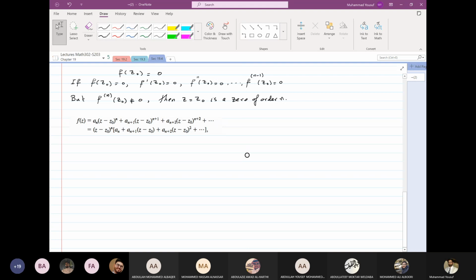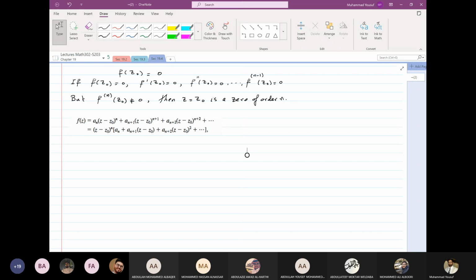You see here, what is this? This is the analytic part of the Laurent series. Here, the Laurent series is starting from z minus z naught power n. There is no term before that. Z minus z naught power 1 is not there, 2 is not there, 3 is not there. So it is starting from z minus z naught power n.